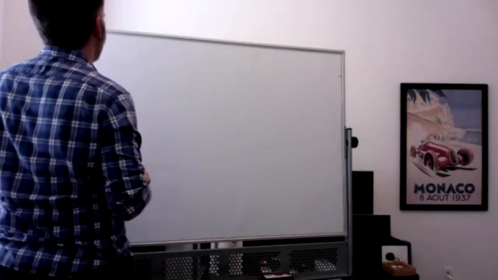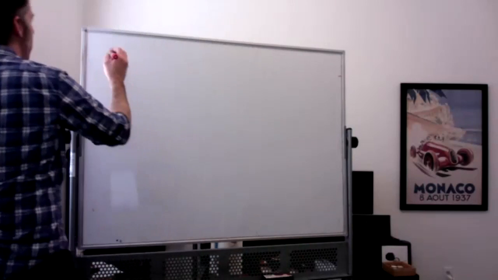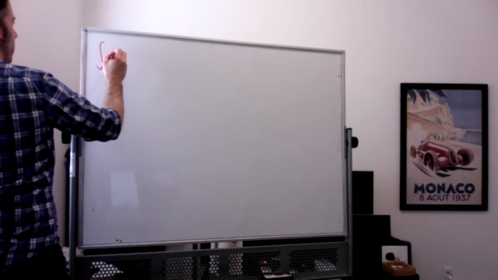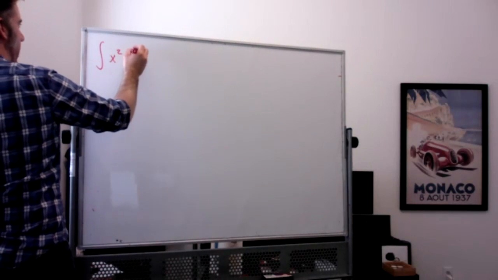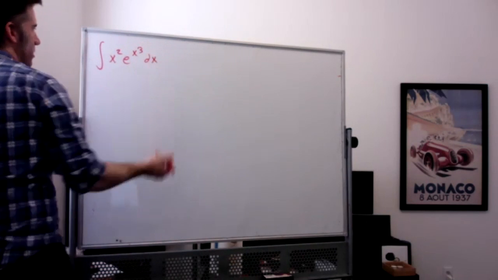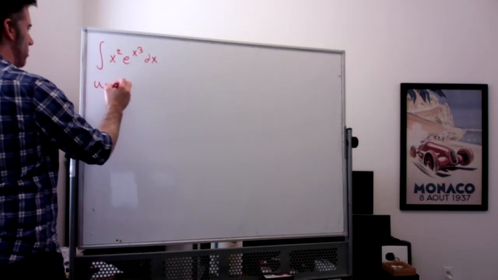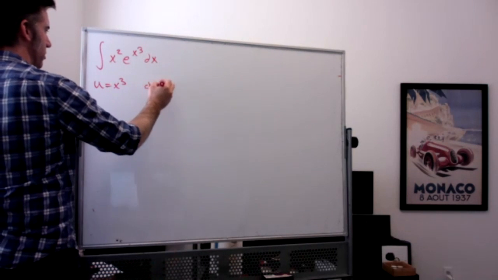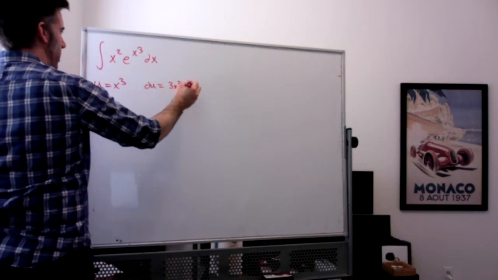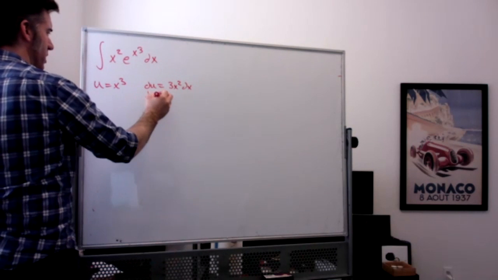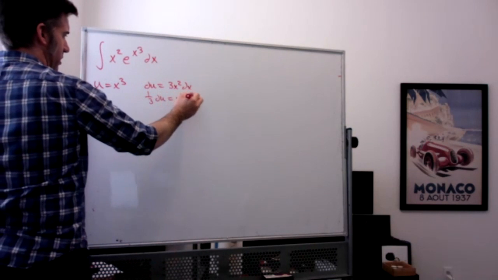That's interesting. I never thought about that. So let's say I have the integral of x squared e to the x cubed. Well, this is definitely a u-sub. I can let u equal x cubed. du is going to be 3x squared dx. 1/3 du is going to be x squared dx.